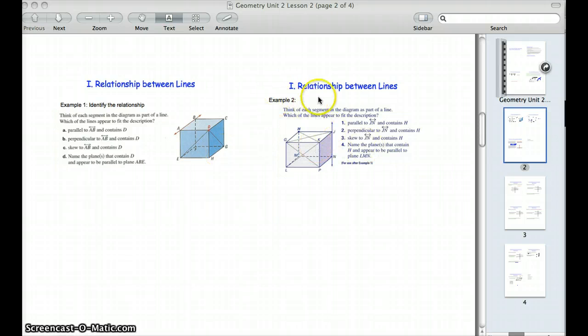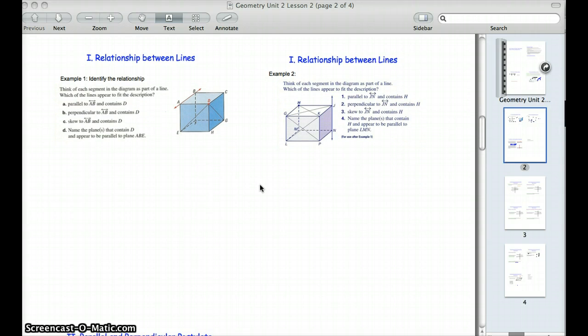Alright, so example 2. It says relationship between the lines. Think of each segment in the diagram as part of a line. Which of the lines appear to fit the description? So you're going to do this for your homework.